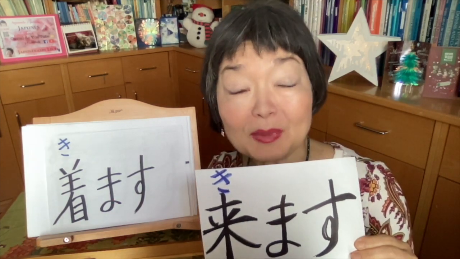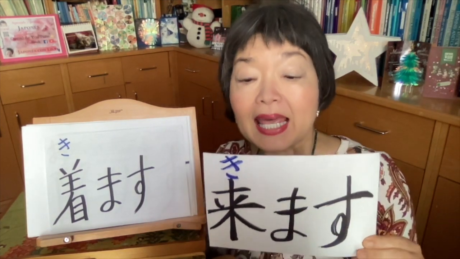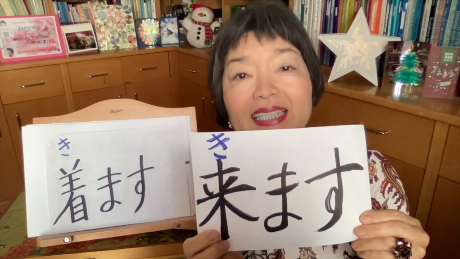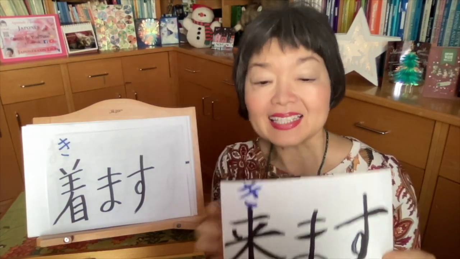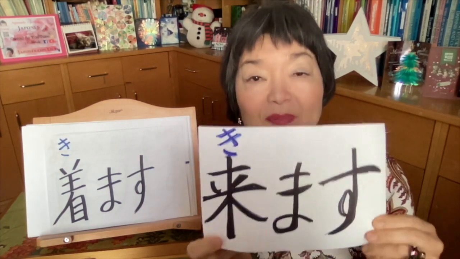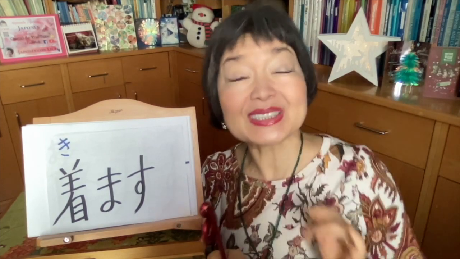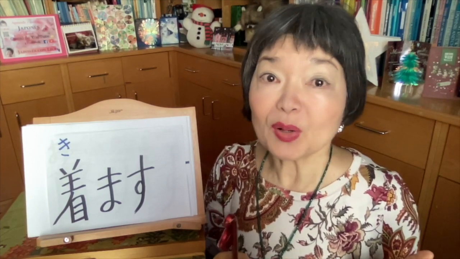But in the te form, it's different. This 来ます is the third group, it means to come. And the te form is 来て. 来てください, to come. But here in this one, 着て, this is to put on clothes. So the intonation changes. For example, put on a jacket.